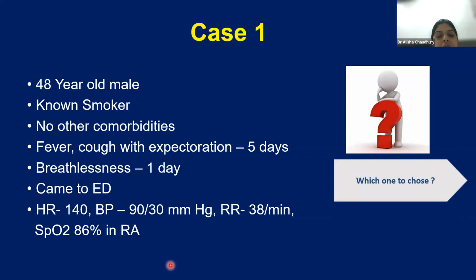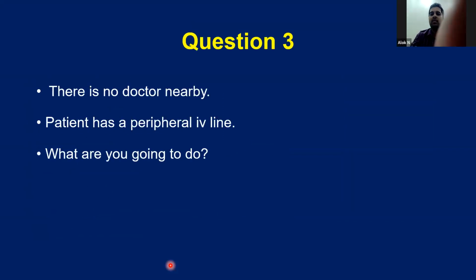Okay. So there's no doctor nearby. This patient has a peripheral IV line. What are you going to do then? This patient requires NORAD. So will you or will you not start NORAD for this patient?